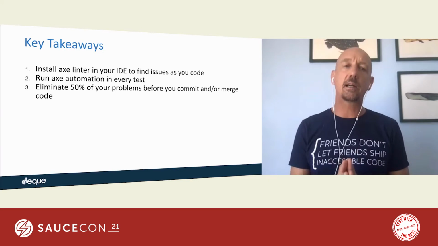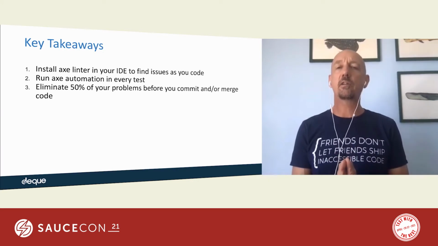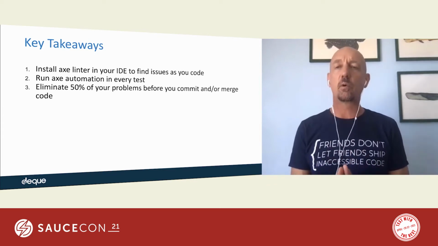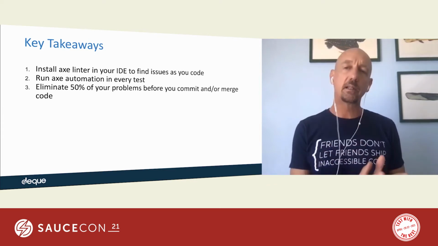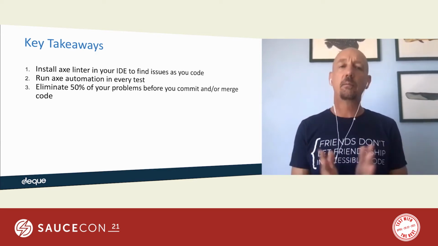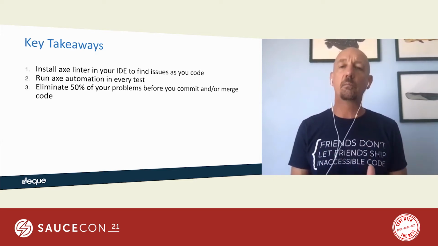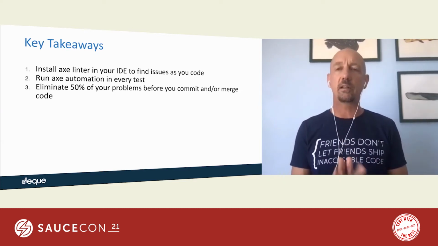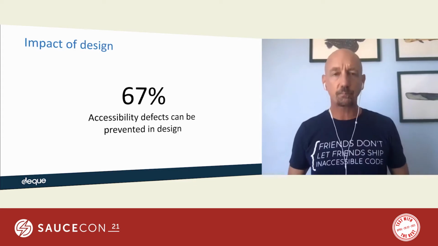The second key takeaway is to run that Axe automation in every test. Easiest way is to run at the end of every test. At least it runs once in every test, but you can also build it in at different points during the test to test different states of the user interface. And that'll eliminate 50% of your problems before you commit your code to the repo, do a pull request, and merge your code. So that's a huge payback for that.